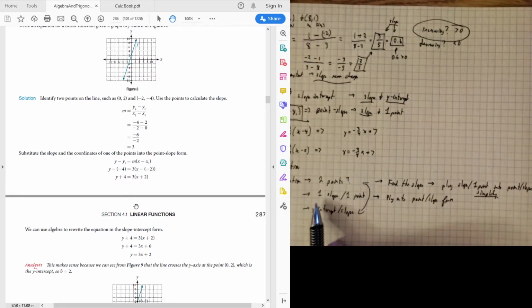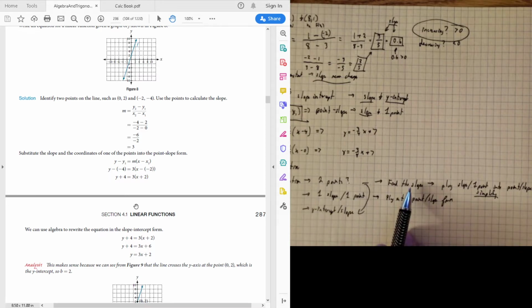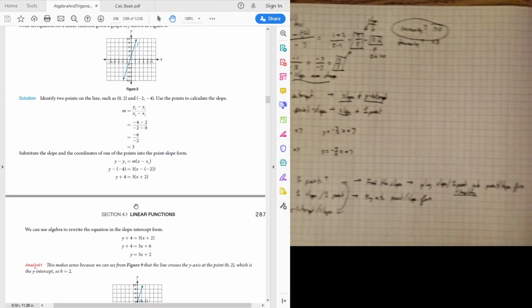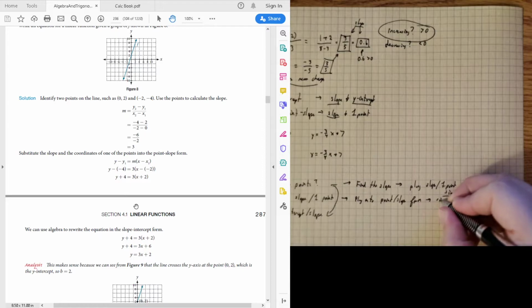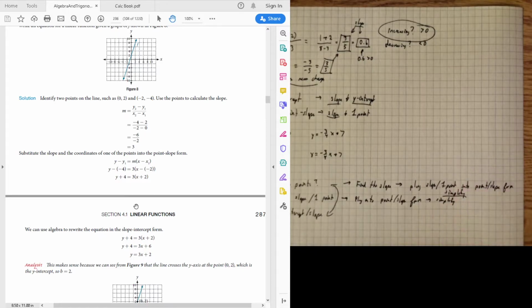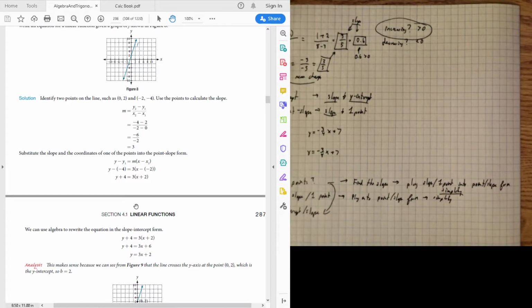Again, if you were already given a point and the slope, don't bother finding the slope again. That's a waste of time. Just plug it in, and of course, simplify. Pay very close attention to your instructions.